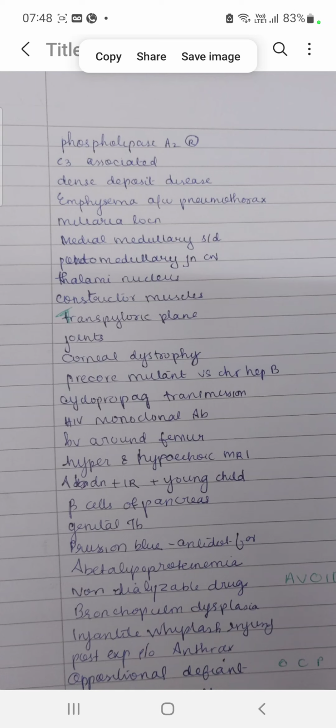Emphysema associated with pneumothorax. Pneumothorax, P. So P is paraseptal or distal.